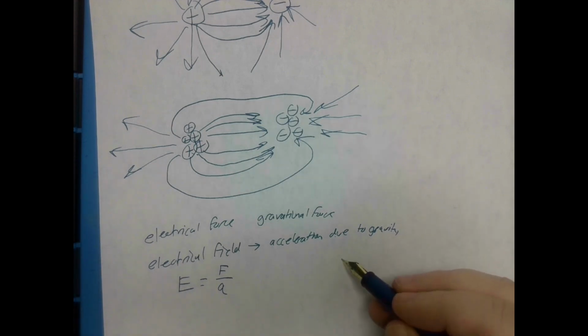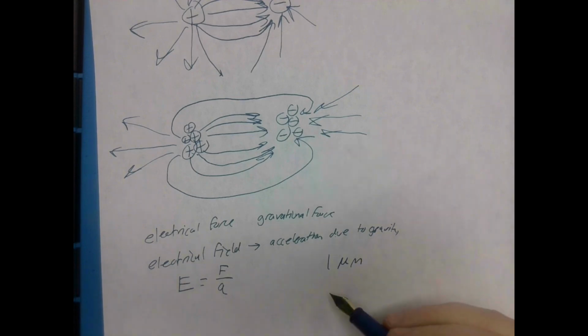What is micro? What do you replace micro with? 1 micrometer is what? 1 times 10 to the negative 6. Yes.